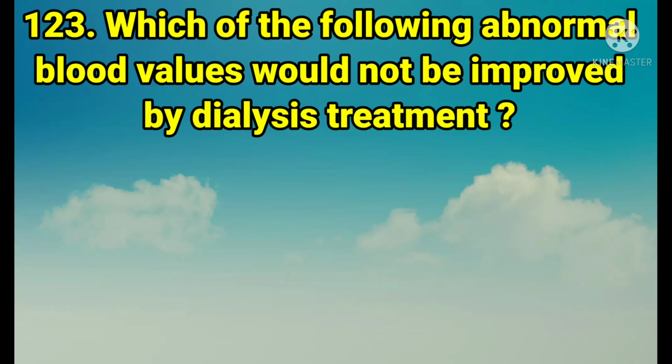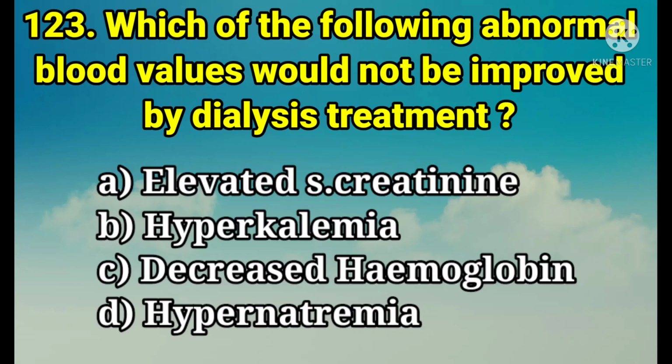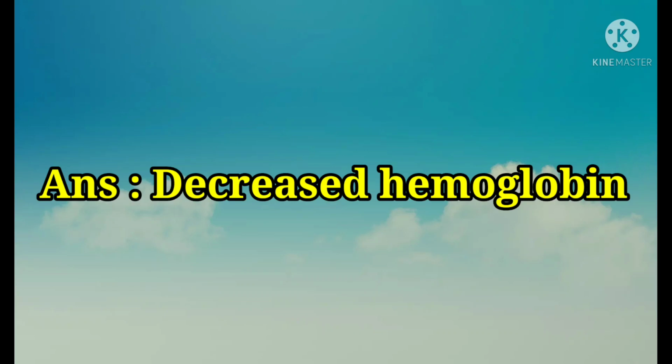Which of the following abnormal blood values would not be improved by dialysis treatment? The options are elevated serum creatinine, hyperkalemia, decreased hemoglobin and hypernatremia. And the answer is decreased hemoglobin. ഡയാലിസിസ് ചെയ്യുന്ന പേഷ്യൻറ്റിന് ഹീമോഗ്ലോബിൻ്റെ ലെവലിൽ ഒരു ചേഞ്ചും സംഭവിക്കുന്നില്ല.